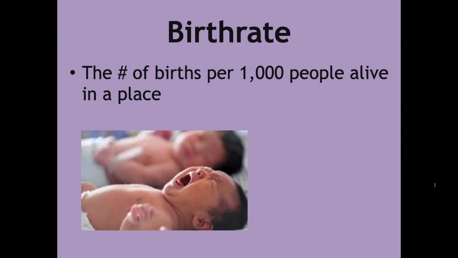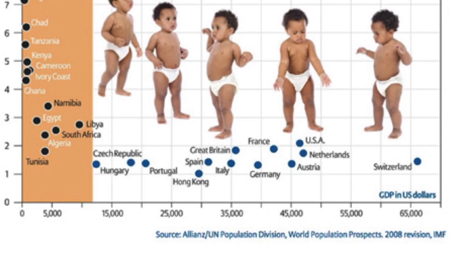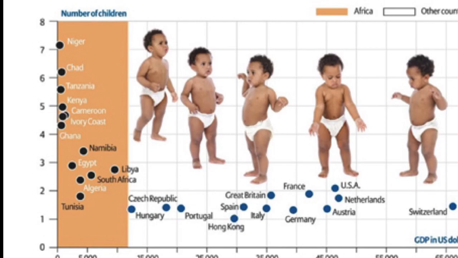Now, you don't just want to put the number of births in a country because countries have different population sizes. So by doing it the number of births per 1,000 people, that allows us to compare different sized countries. Here on this chart, the x-axis left to right is how much money they have in their country, and the y-axis up and down is the number of children they have, their birth rate. And you can see the countries that have money tend to have a much lower birth rate, and the countries that don't have a ton of money tend to have a much higher birth rate.